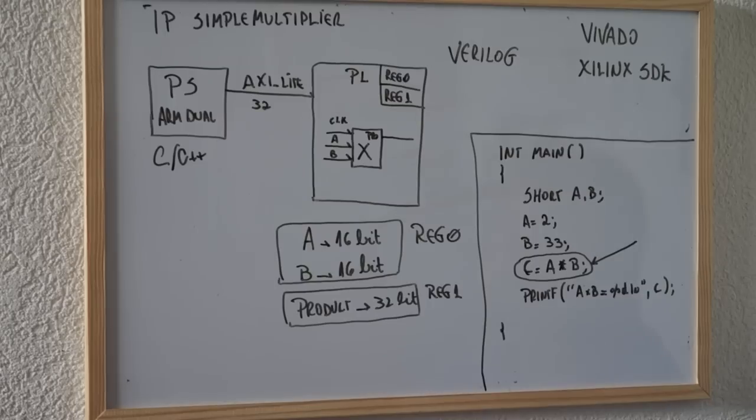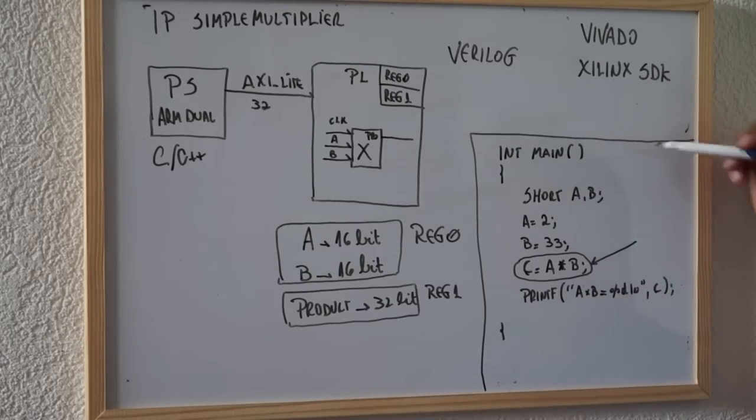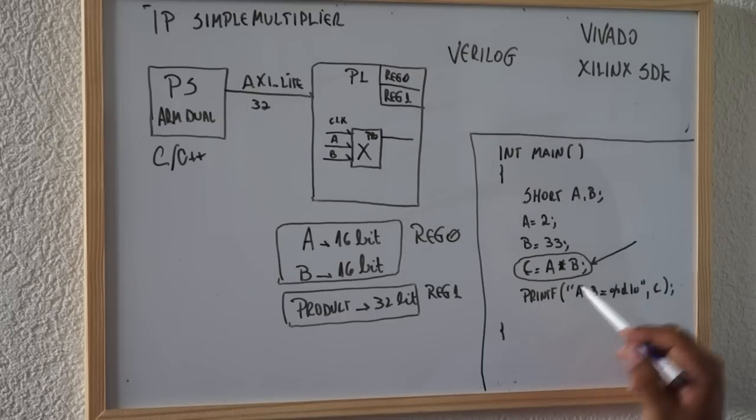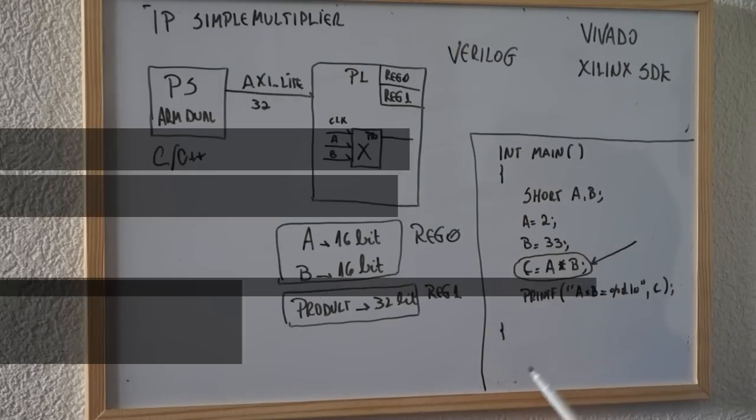Okay guys, so basically what we have here is a C program that just multiplies two numbers. And we're going to show how we can accelerate exactly this operation, how we can, for instance, create a kind of accelerator for the multiply operation.